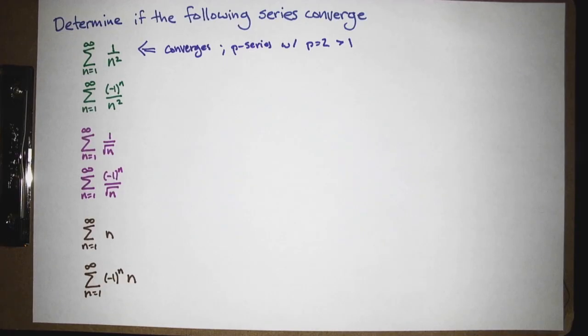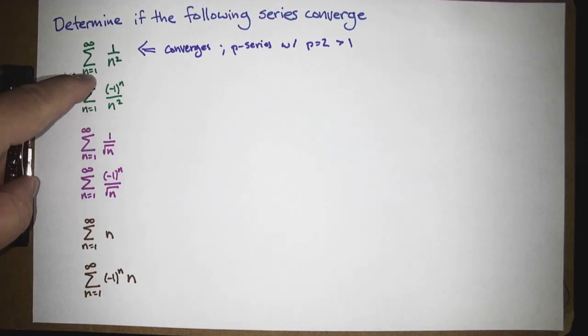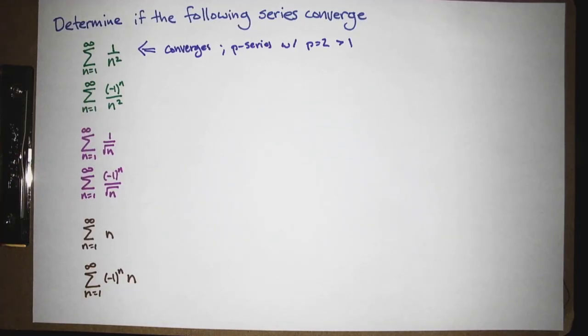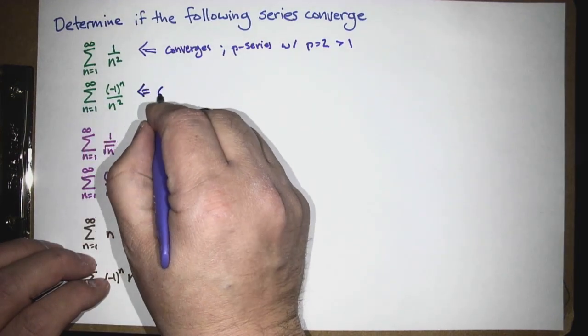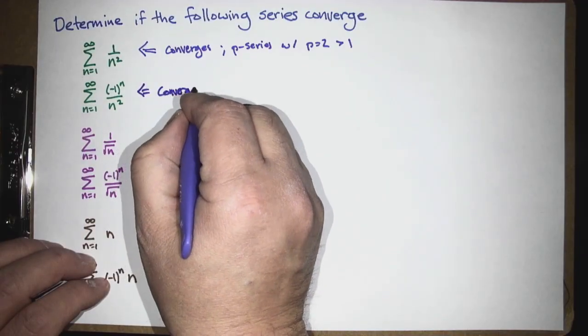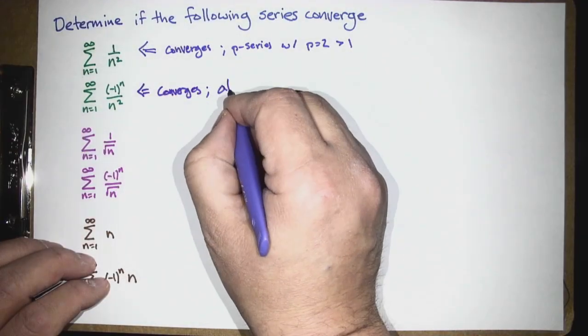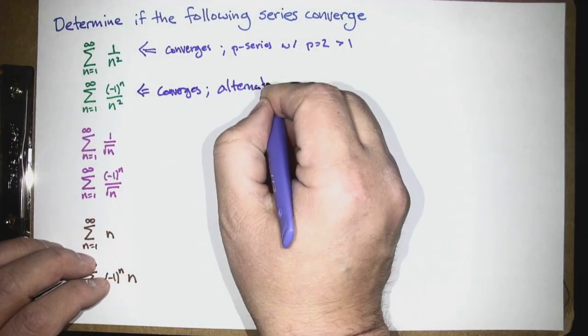If only we had a test available that could help us with these kinds of series. Oh, it's an alternating series because of the negative 1 to the n. So once we see an alternating series, our next question is, do the terms go to 0? If I divide by n squared, am I going to 0? Yeah. So this converges, and this is by the alternating series test.